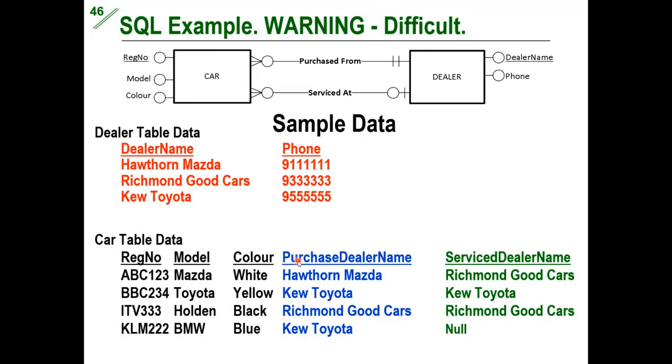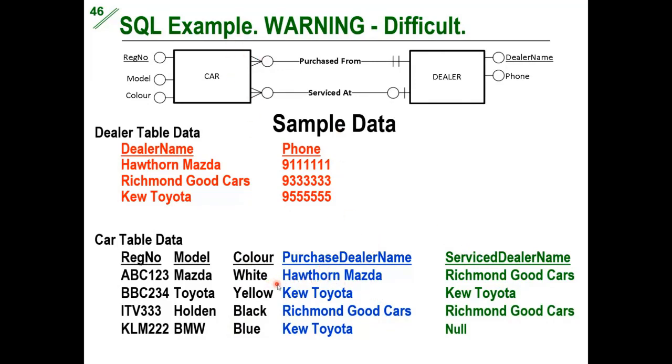I have given some sample data. I have a bunch of dealers here, actually three dealers: Hawthorne Mazda, Richmond Good Cars, and Q Toyota. And then there are corresponding phone numbers. At the same time I have a bunch of records in my vehicle or car table. I have four cars basically, with registration number, model, and color, and these are the two foreign keys.